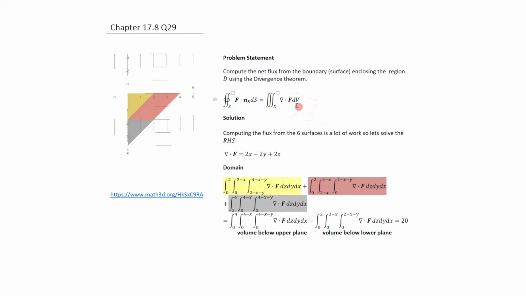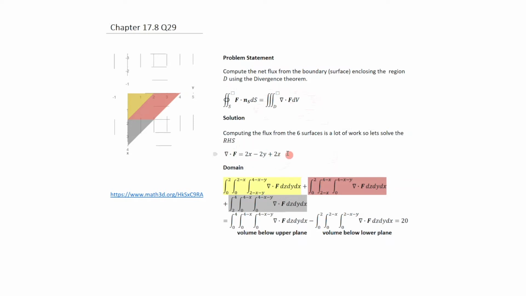Now, if you were to do the calculation on the left-hand side, it'd be an extremely difficult problem because you would have to break this up into 6 individual surfaces because the surface is not a smooth continuous surface. So we're not going to do that, as I stated. We're going to do the right-hand side. So we're going to compute the divergence of the vector field, which is what I've done here. It's just taking the derivative of the x component with respect to x plus the derivative of the y component with respect to y plus the derivative of the z component with respect to z. If you do that, you end up with this expression here.